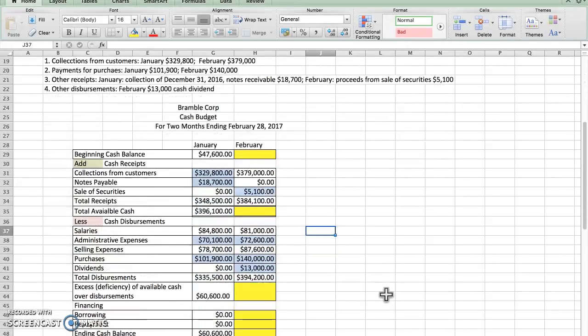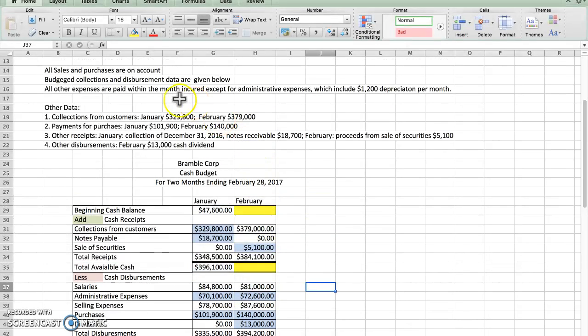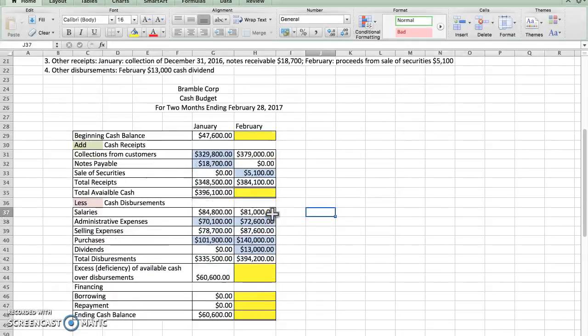So here I tried to set up a little cash budget that might make sense to you. All the yellows are the information that we are not given, and the blue comes from the information that was in here. So I hope that kind of helps it a little bit. But we're told in the beginning what our expected cash was for the beginning.